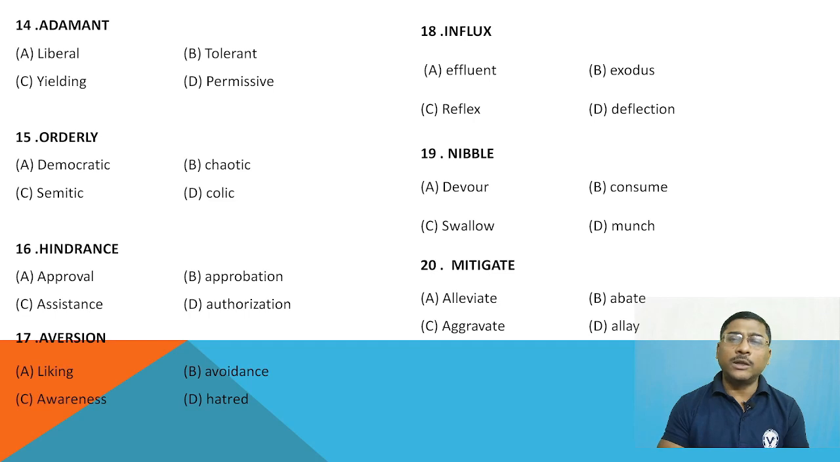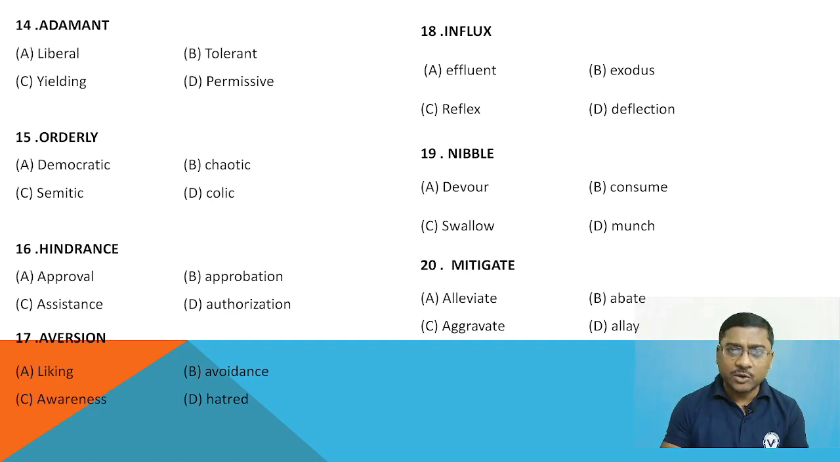Orderly. Orderly means which is arranged in a proper manner or in a proper fashion. सही तरीके से उसको arrange किया गया है और रखा गया है. So it is orderly, which is arranged in a very proper manner. The opposite would be chaotic. यानी पूरा उल्टा पुल्टा है. It is a complete chaos. That is chaotic.